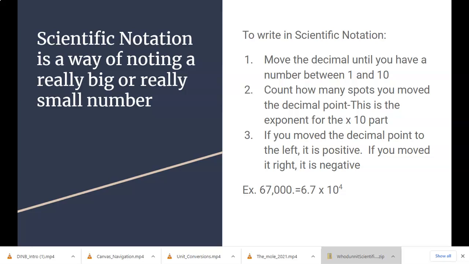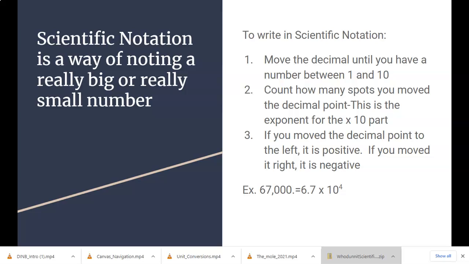So if you bounce 3 times, it's 3. If you bounce 7 times, it's 7. If you bounce 23 times, it's 23. Now, finally, we have to determine, is our bounce positive or is it negative? If we bounce to the left, it's positive. It's a really big number. If we bounce to the right, it's negative and it's a really small number.